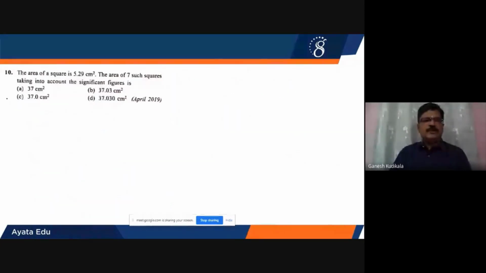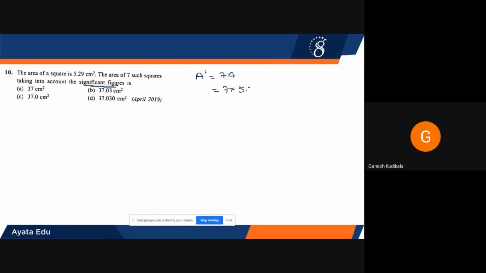The area of a square is this one. Area of 7 such squares he's asking to calculate. This problem is based on significant figures. So the total area A' will be equal to 7 into the area of each plate, which is 5.29. On multiplying, I'll be getting the value as 37.03. 37.03 is the one I am going to get now.